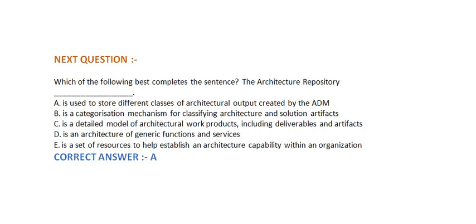Option C is a detailed model of architectural work, including deliverable and artifacts. Option D, it is an architecture of generic functions and services. And option E is a set of resources to help establish an architecture capability within an organization. And the correct answer is option A.